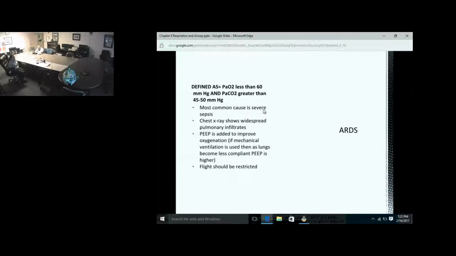How we fix it is we add PEEP. That's it. That's the only thing we really could do, is we add PEEP. And note that the longer you have the lungs at a higher PEEP, the less compliant they become. And then you have to add more PEEP, and then they become less compliant, and then you have to add more PEEP, and you can end up with really high levels of PEEP. And you don't take them in the air. It's bad juju.